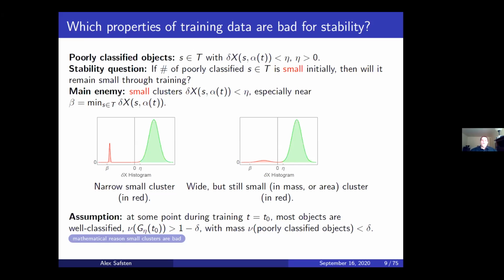And we will find that the narrow small clusters are worse for stability than the wide small clusters, but in general, they are both bad. So the major assumption that we are going to use going forward is that at some point T0 during training, most objects are well classified. That is, nu of G eta is bigger than 1 minus delta for some small delta. And the mass of everything else would then be less than delta. So this means that any cluster of misclassified objects that we might consider must be small, because it must be of size less than delta. Hence the term small cluster.